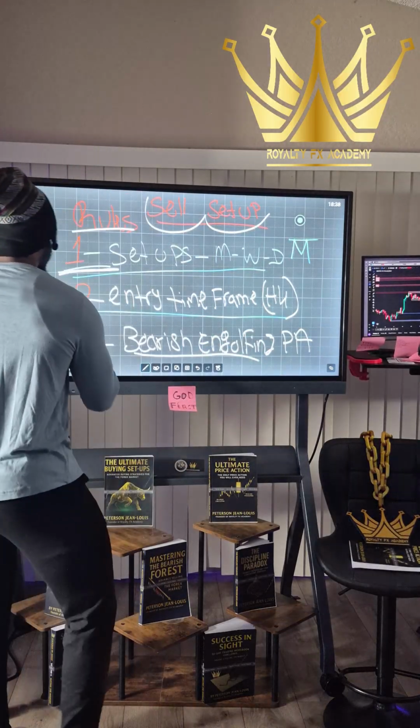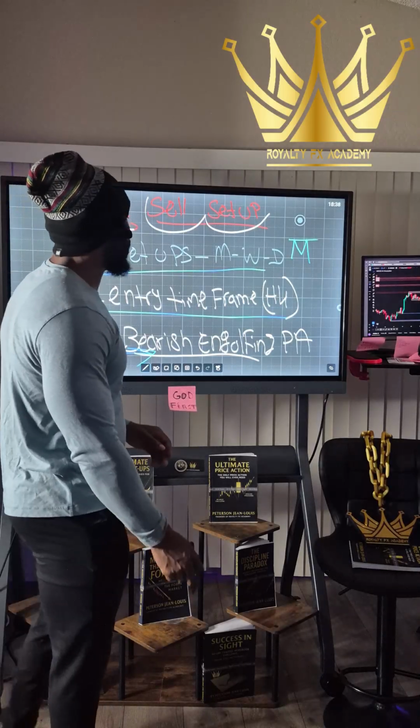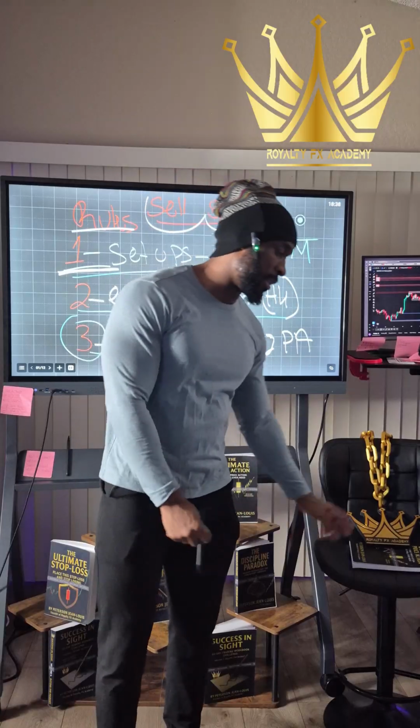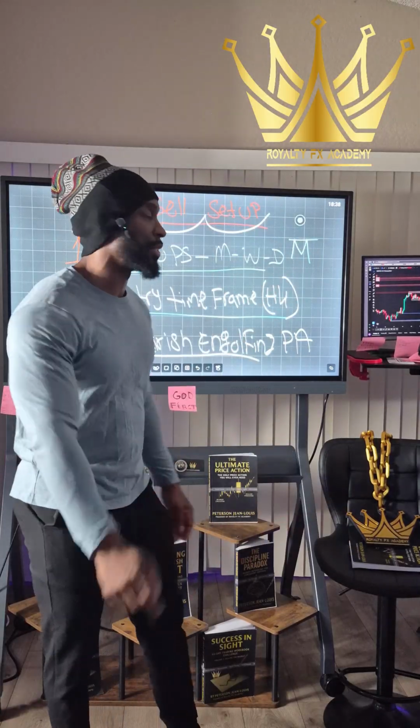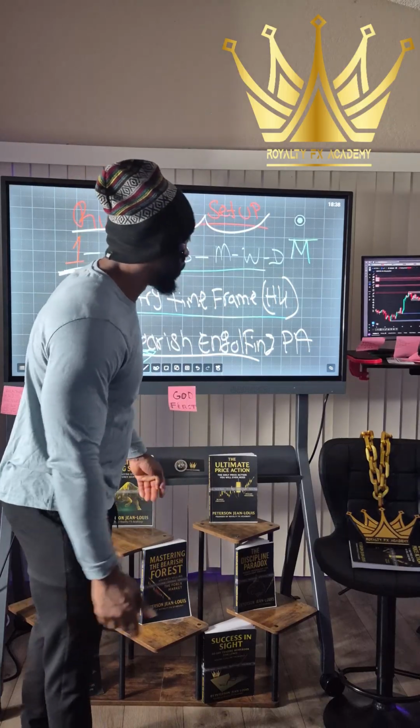And rule number 3, which is the last one, you want to use the engulfing price action. I guarantee you that bullish engulfing or bearish engulfing just comes in different variations. I have that in the Ultimate Price Action. On Amazon, type in Royalty FX Academy. You will have that, the Ultimate Price Action.